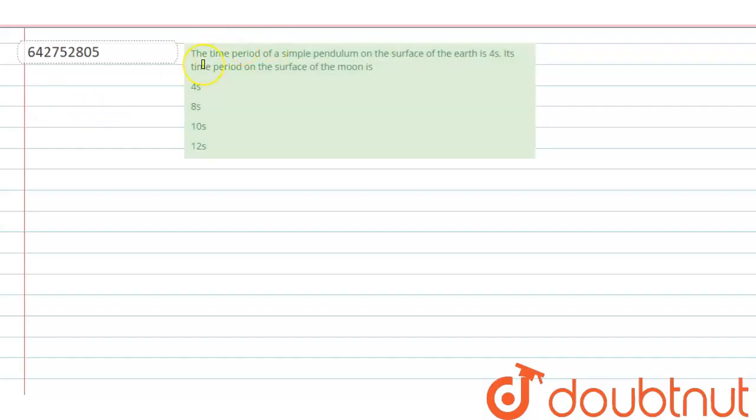Hello students, the question is: the time period of a simple pendulum on the surface of Earth is 4 seconds. Its time period on the surface of Moon is what? Let's find out.